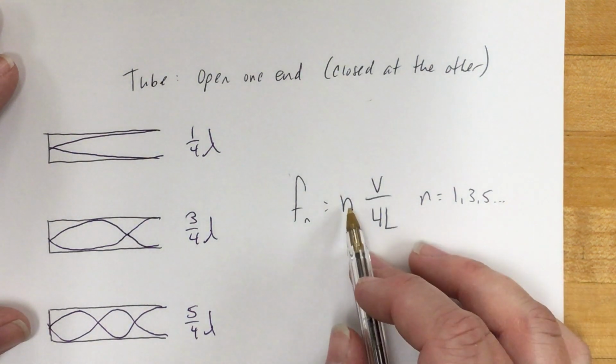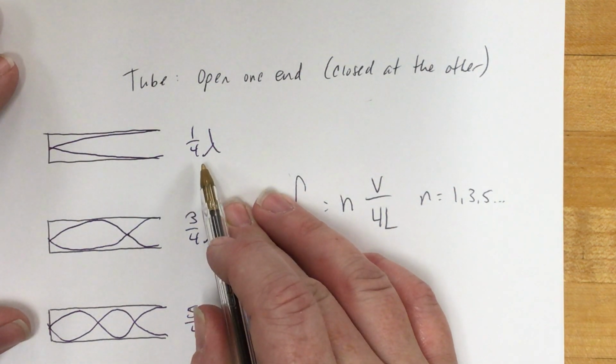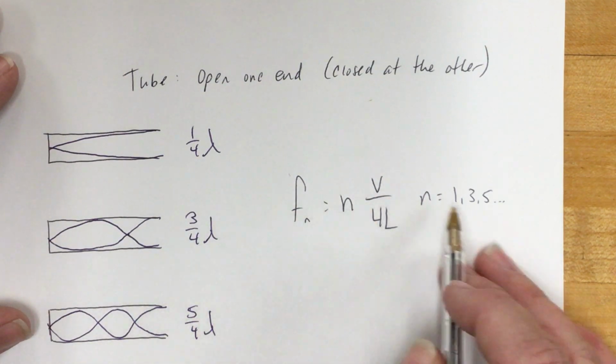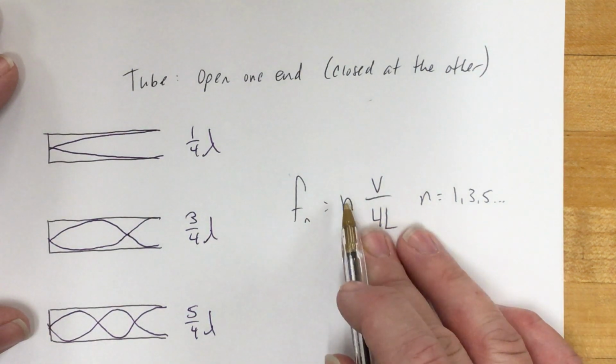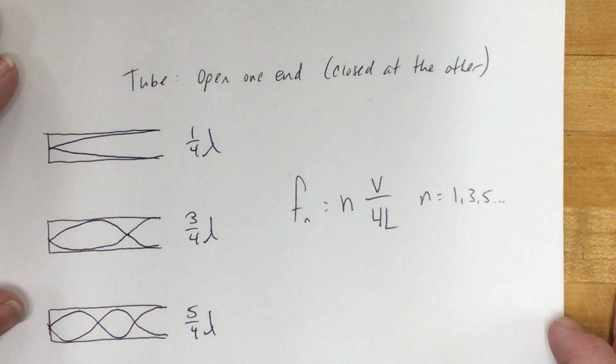If you take 1 and put that in for n, you have 1 over 4, so you'd have the 1/4. If you take the 3, put it in for n, you'd have 3 over 4, 3/4. 5 would be 5 over 4, 5/4. So it follows that pattern of what the waves would look like.